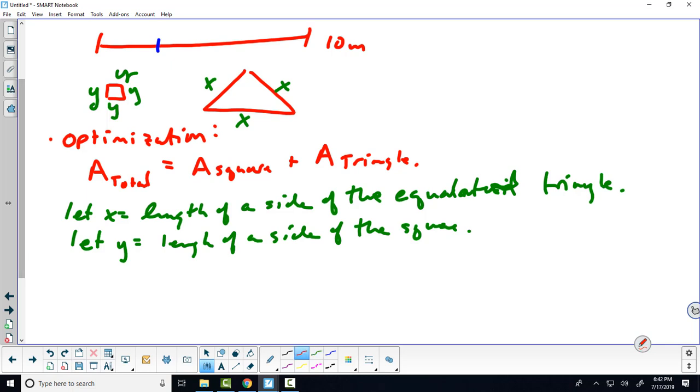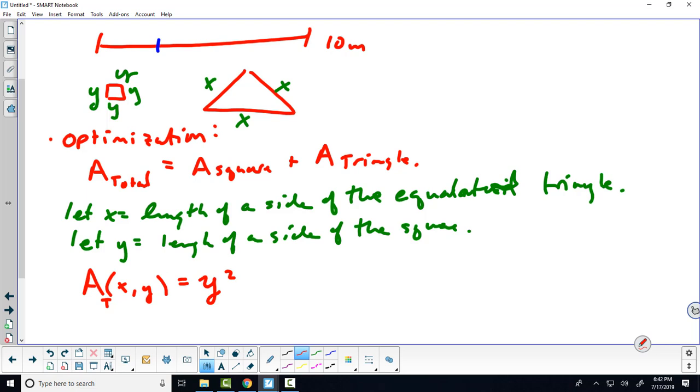Okay. So now we can talk about the total area as a function of both x and y. Well, what's the area of the square going to be? Yeah, length times width, right? So what's it going to be? Okay, I'm getting no feedback from some of you. Just trying to double check. Everyone's okay with that? The area of a square will be y squared.